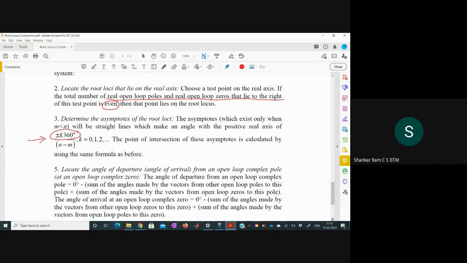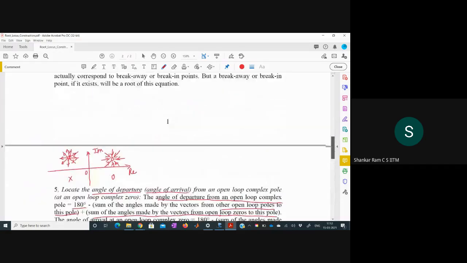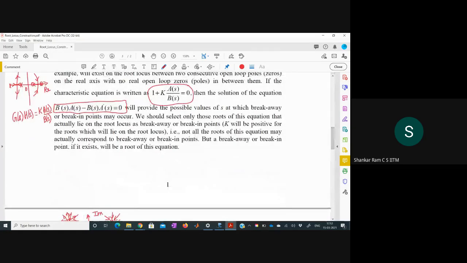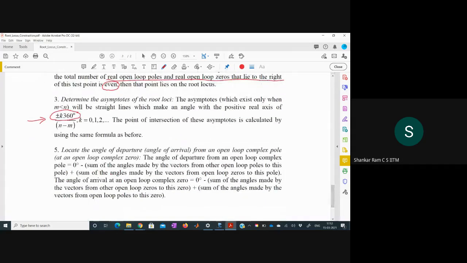Step 4 remains the same: breakaway and break-in points. They are what they are. So we apply the condition and see whether we are able to solve the roots for that equation, B prime as A(s) minus A prime as B(s), and then calculate all possible values of K. Then we see whether K is positive or not. So that step still remains the same. There is no change.